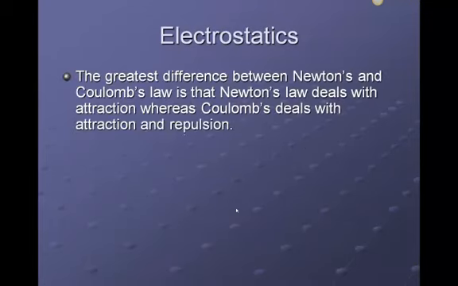Alright, the greatest difference between Newton's and Coulomb's law is that Newton's law deals with attraction, whereas Coulomb's law deals with attraction and repulsion. We talked about Newton's law of gravitation: two objects being attracted to one another. Two people, two planets, two of anything. Well, with Coulomb's law, because you can have positive and negative charges, if you had two negative charges, they would be repelling each other. If you had a positive and negative charge, they'd be attracted to each other. So that's the biggest difference between the two.